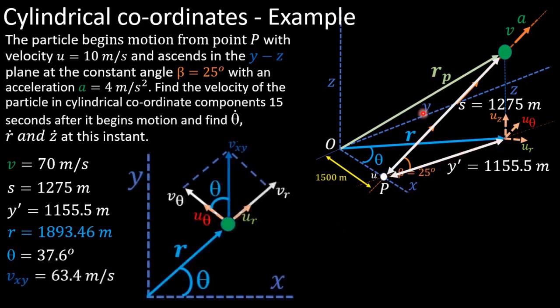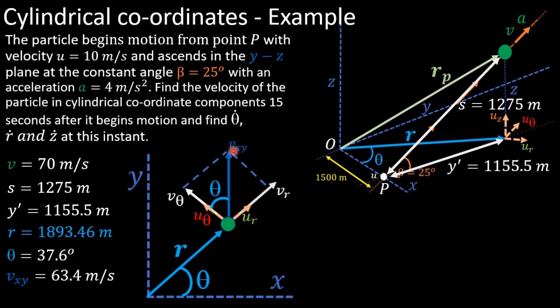If I look down on the xy plane, I'm going to see this view here. There's our y-axis, which is here, and our x-axis, which is here. So u sub r is going to be acting in the direction of r, and u sub theta is going to be acting perpendicular to that, because as the particle starts moving on the xy plane, r is going to start rotating in that direction there. So v sub r is acting in this direction, and v sub theta is acting in this direction.